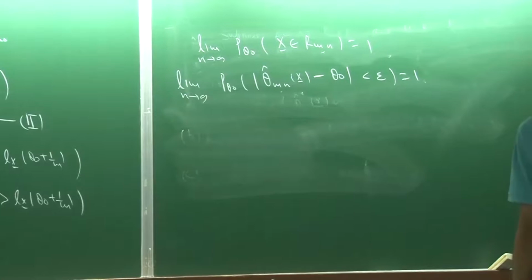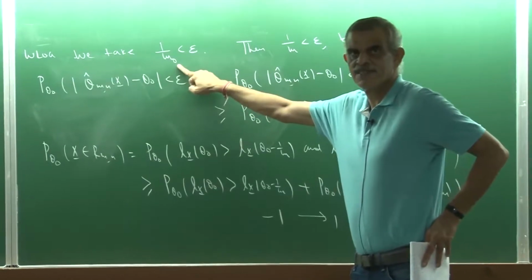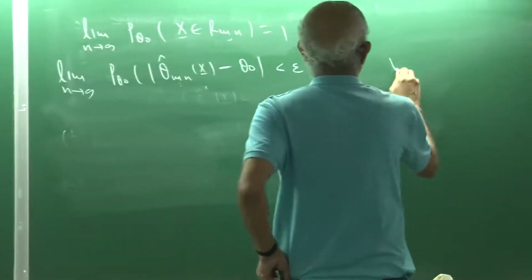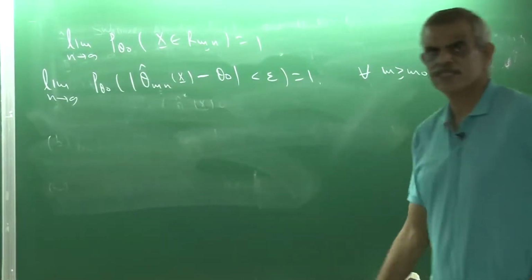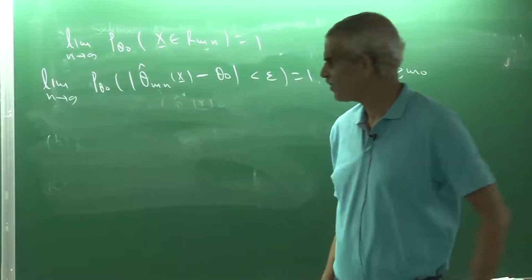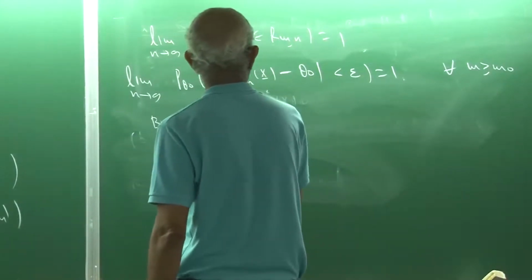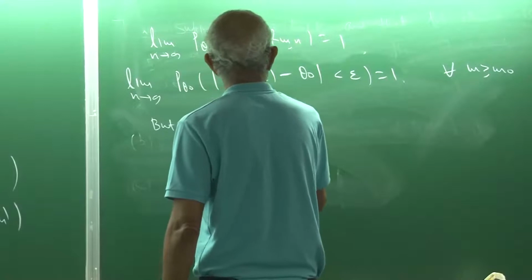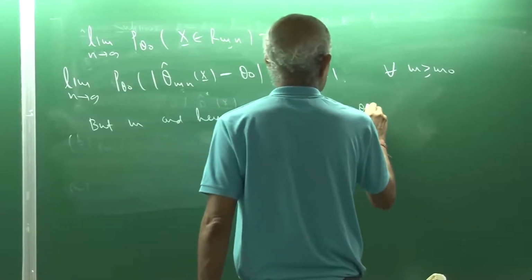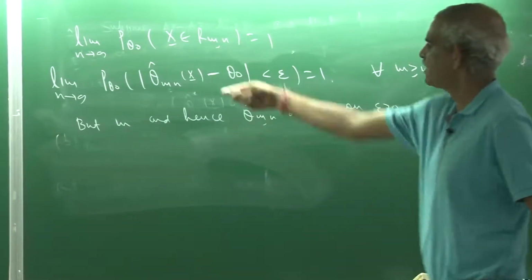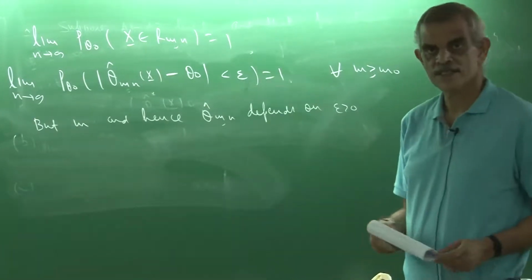So I have a sequence theta hat mn, but the only issue over here is that this m depends on my epsilon, because m naught depends on epsilon. So this happens for every m greater than or equal to m naught, but m naught depends on epsilon, so this sequence will not do it. So I'll have to abstract some sequence from here. But m depends, and hence theta hat mn depends on epsilon. Whereas for showing consistency, I have to find an estimator independent of this epsilon. But that is not an issue.